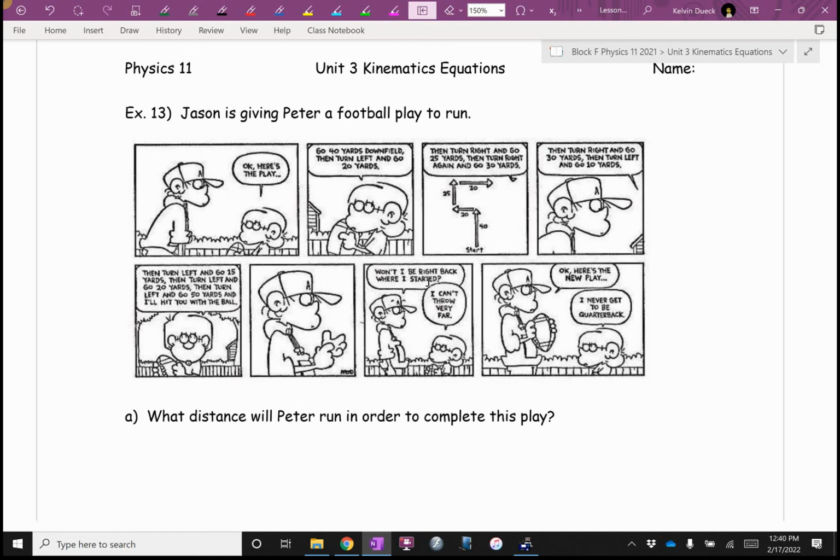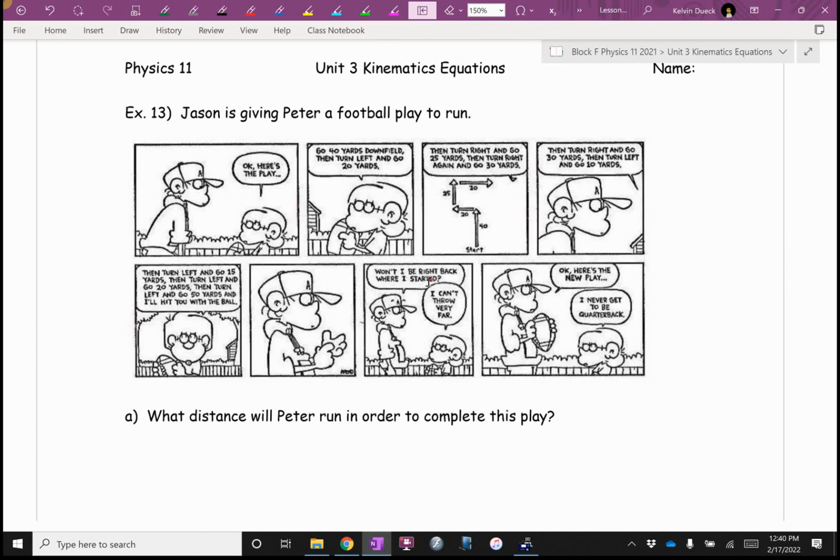Go 40 yards downfield, then turn left and go 20 yards, then turn right and go 25 yards, then turn right again and go 30 yards, then turn right and go 30 yards, then turn left and go 10 yards, then turn left and go 15 yards, then turn left and go 20 yards, then turn left and go 50 yards, and hit you with the ball. Peter thinks for a while. Won't I be right back where I started? Jason says, I can't throw very far.